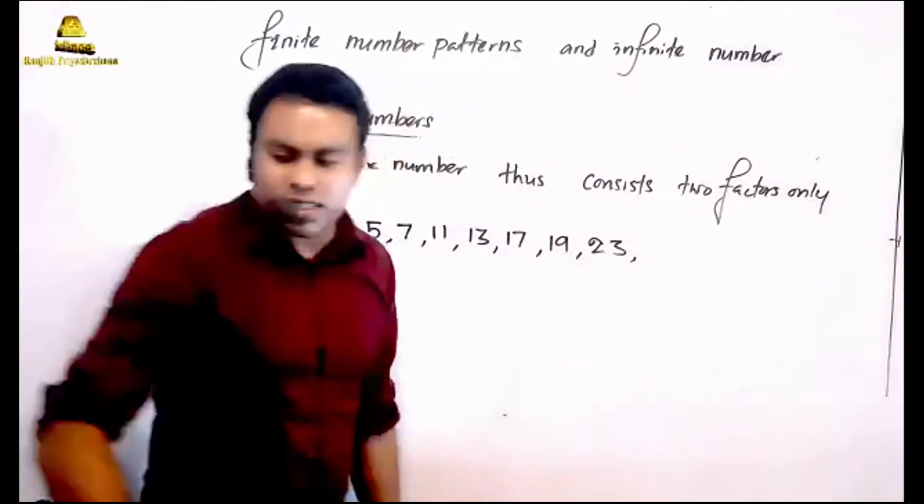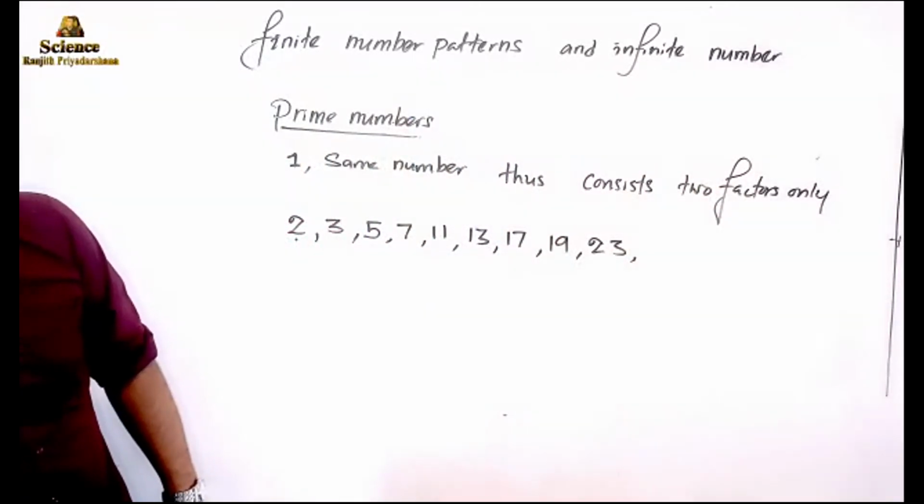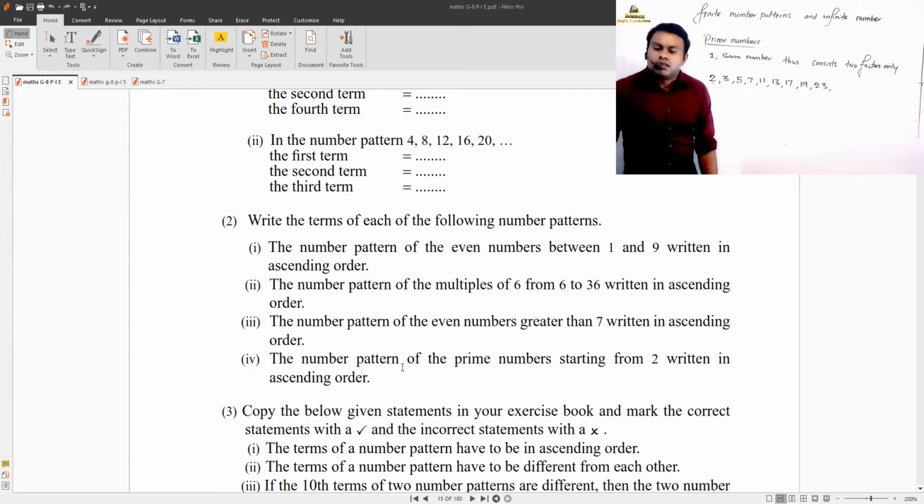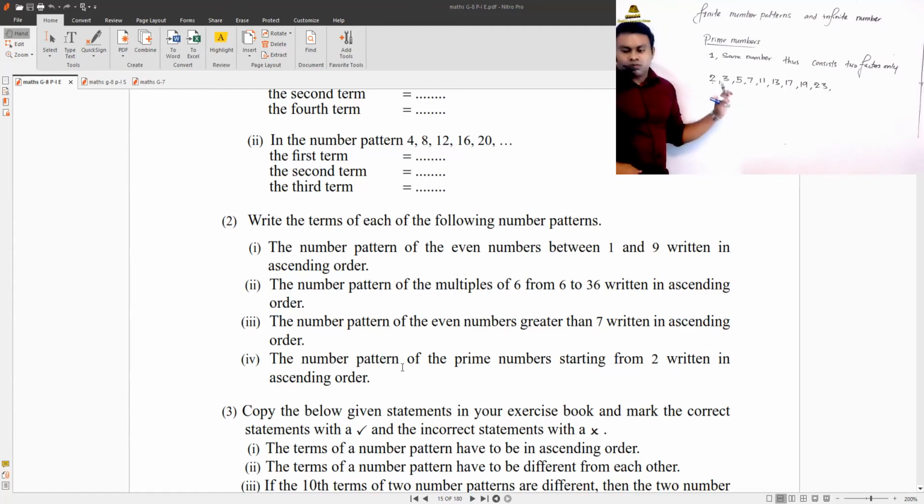Okay, let's consider the question. The number pattern of the prime numbers starting from 2, written in ascending order. Yes, so let's write that. So what you can understand here, is that finite or infinite? So you can write it down.